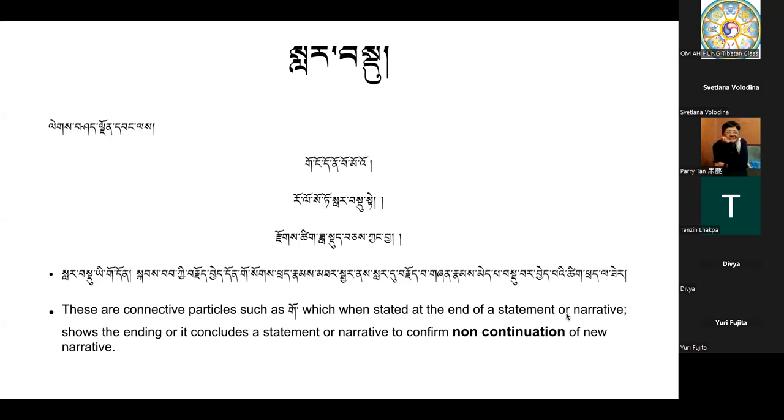So therefore, no non-continuation. What do we mean by non-continuation? We mean that the current narrative or the current statement, for example, if I was speaking about the summer in the entire paragraph, and at the end of the paragraph I used the recompound particle, it means that I have done speaking about the summer. And whatever I'm going to speak afterwards has nothing to do with the summer. So that is the non-continuation of the current statement or current narrative.